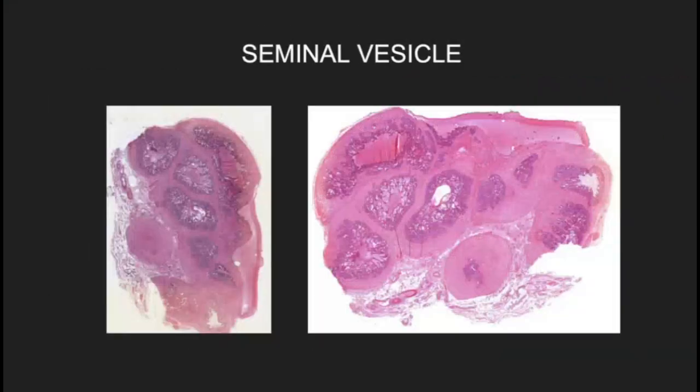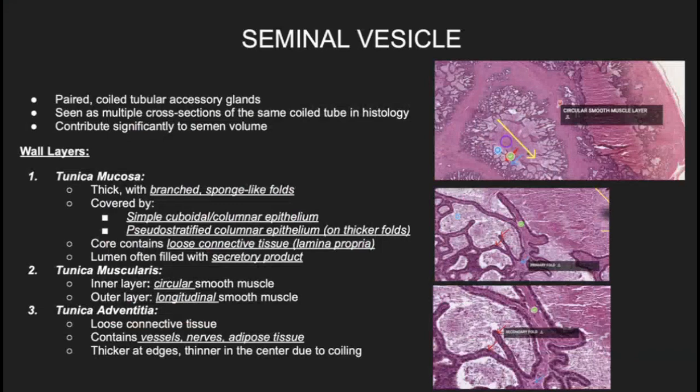Now, moving on to the seminal vesicles. These are your two slides for seminal vesicle in Figureland. The seminal vesicles are a pair of coil-shaped glands that play a key role in the reproductive system. They look like a bunch of tubes, but it is really the same tube looped over and over again. Structurally, their innermost layer is the tunica mucosa, which is superfolded.